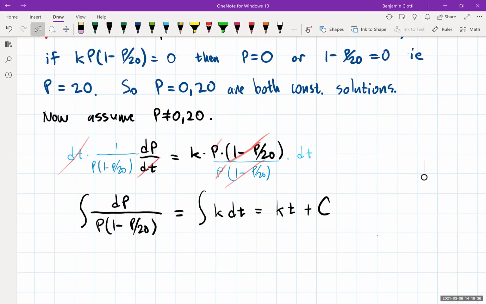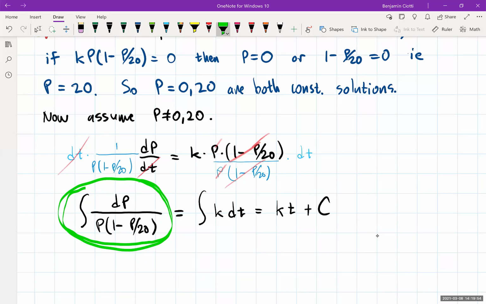Let me ask someone. I'm also going to ask you some questions. Maybe someone who hasn't said anything yet. How can we integrate this term? U subs? Okay, I like that, except I don't think I have a good dp on top because of the two factors of p in the bottom.